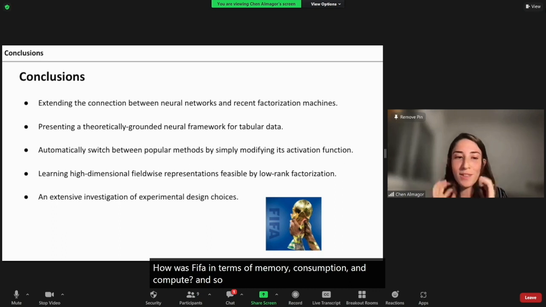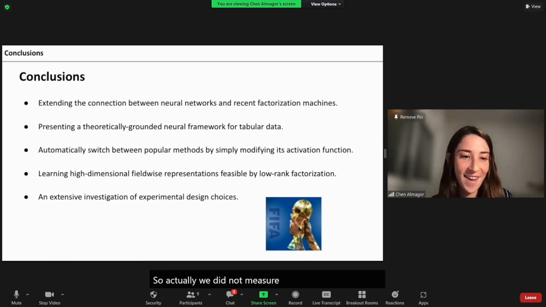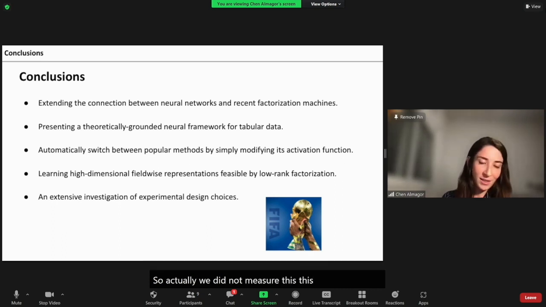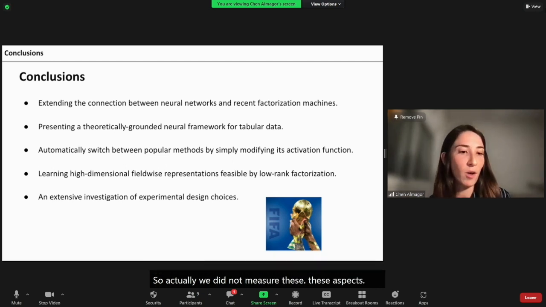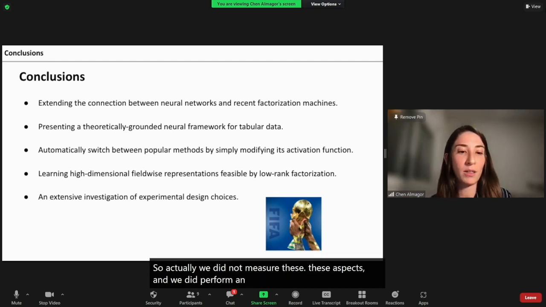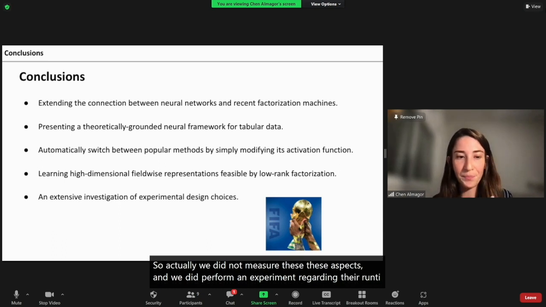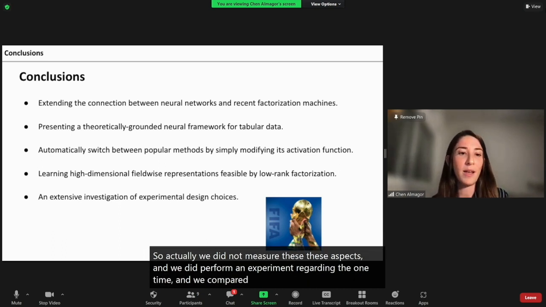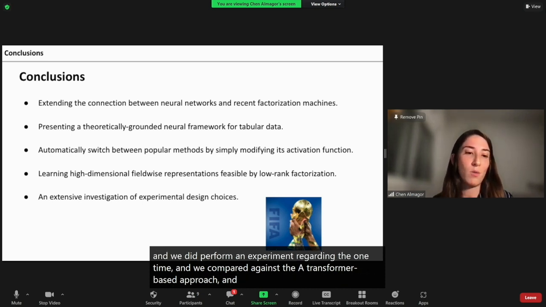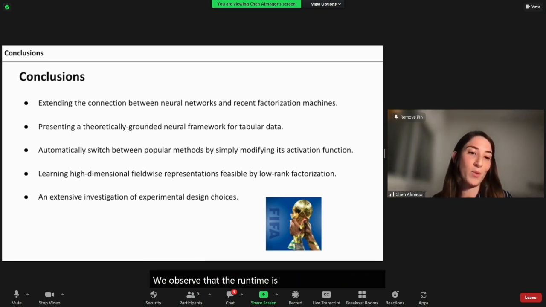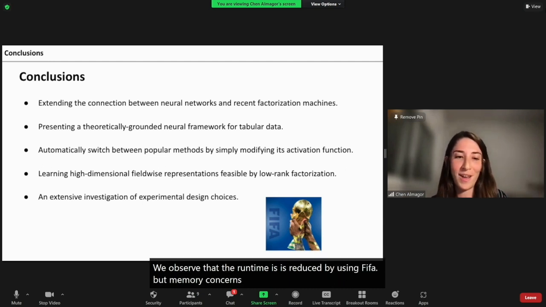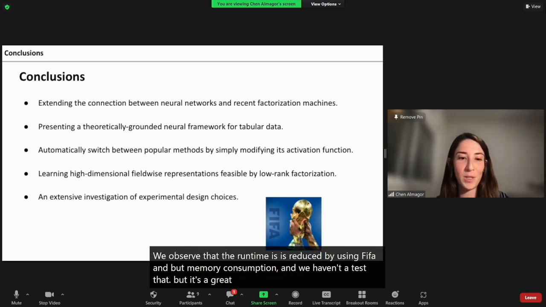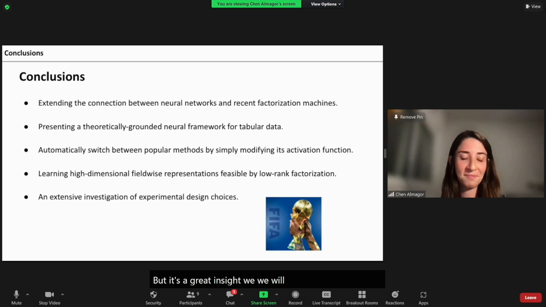So actually, we did not measure these aspects. We did perform an experiment regarding the runtime. We compared against a transformer-based approach, and we observed that the runtime is reduced by using FIFA. But memory consumption, we haven't tested, but it's a great insight. We can check it.